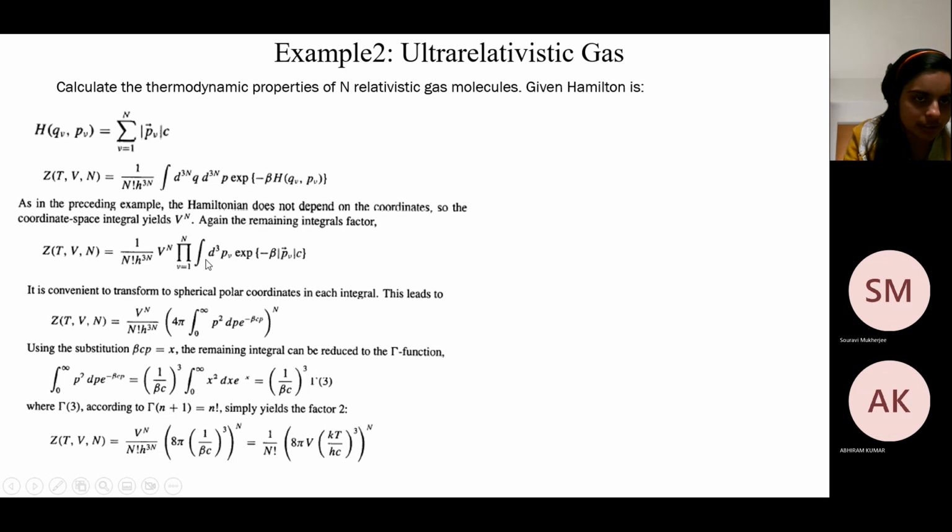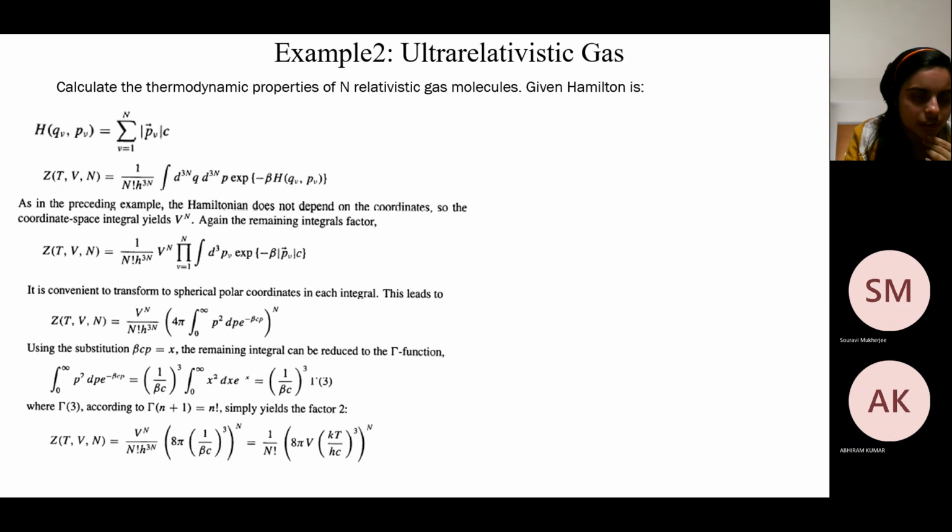When you were doing this integration, each of the variables dpx, dpy, and dpz were ranging from minus infinity to infinity. But once you change to spherical polar coordinates, it will range from 0 to infinity, because now p is the radius in the momentum space. Clear, right? This thing is clear.